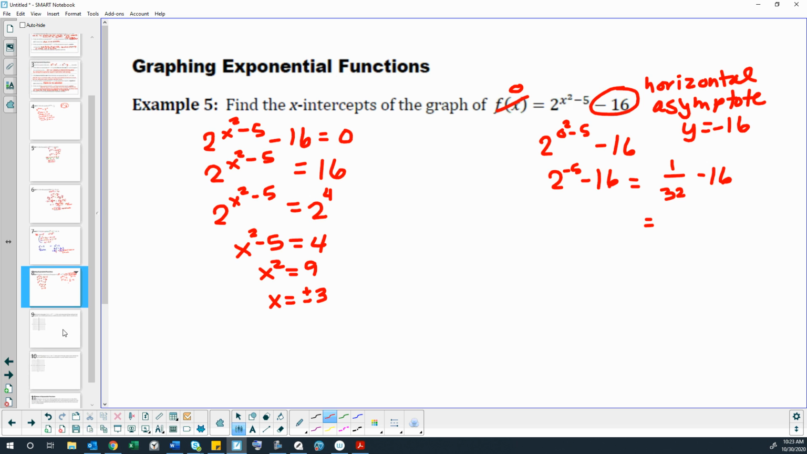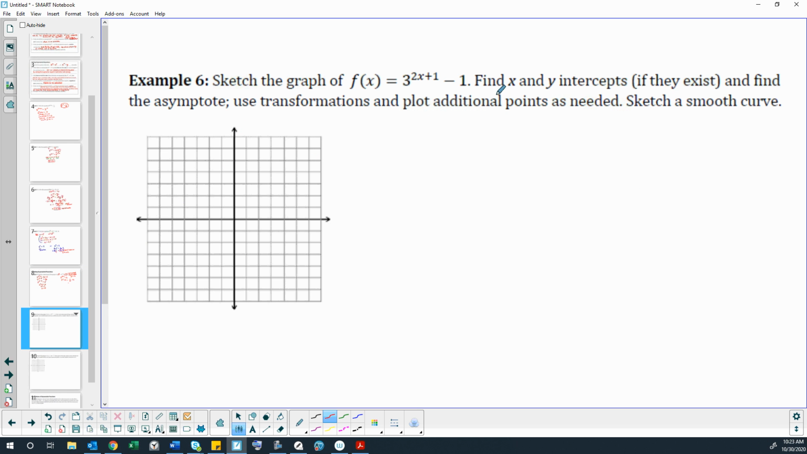All right, moving on. Sketch the graph. Find the x and y intercepts, find the asymptote, use transformations, and plot additional points as needed. Sketch. All right, so I'm just going to start by doing x and y intercepts, because that's a little bit different than the way we did these in section 1. So I'm going to take my equation, 3 to the 2x plus 1 minus 1, set it equal to 0. So that gives me 3 to the 2x plus 1 equals 1.